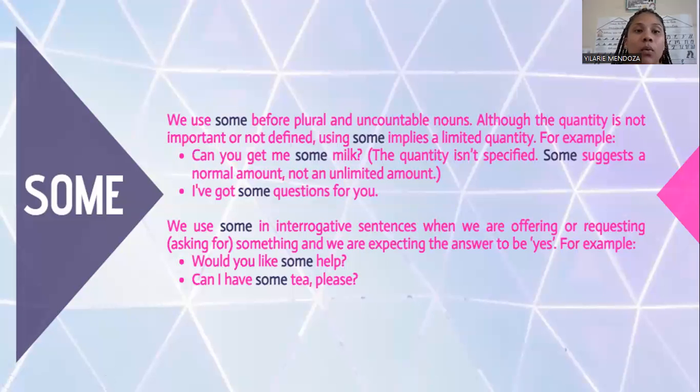Some. We use some before plural and uncountable nouns. Although the quantity is not important or not defined, using some implies a limited quantity. We use some in the interrogative sentence when we are offering or requesting, asking for something, and we expect the answer to be yes.